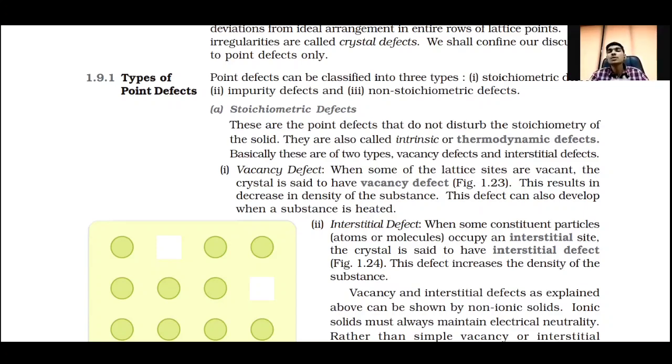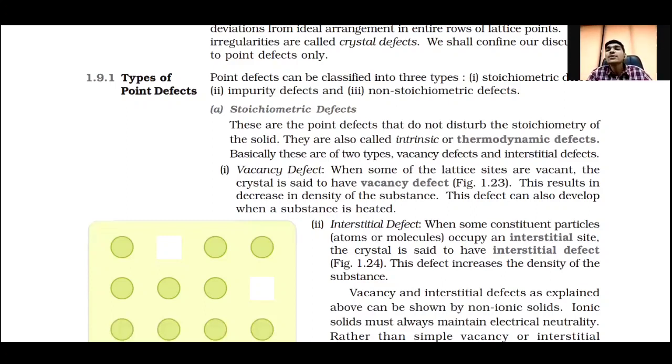Okay, so this is a vacancy. We are studying vacancy defect and interstitial defect. Now, vacancy defect. When some of the lattice sites are vacant, the crystal is said to have a vacancy defect. Meaning, where an atom should be, there is no atom, so it has a vacancy, and we call it a vacancy defect.